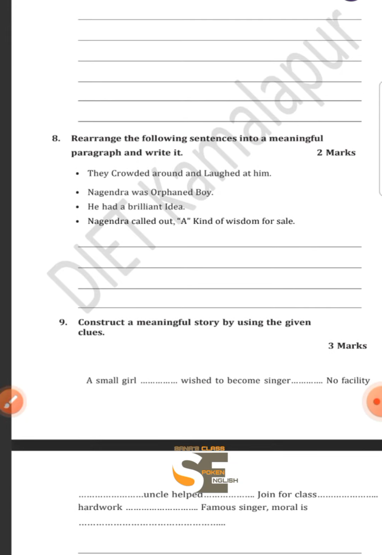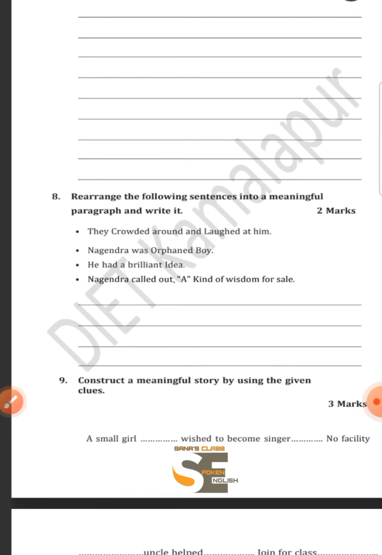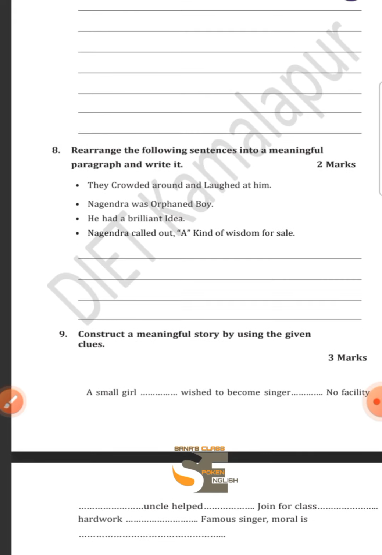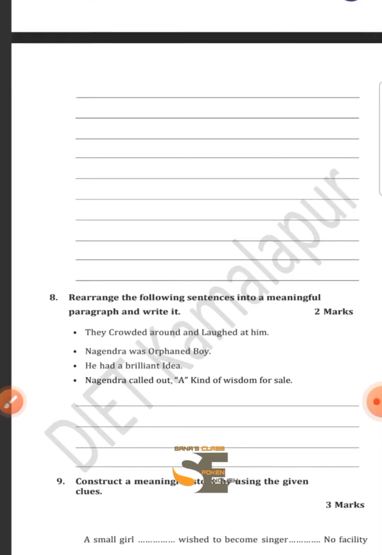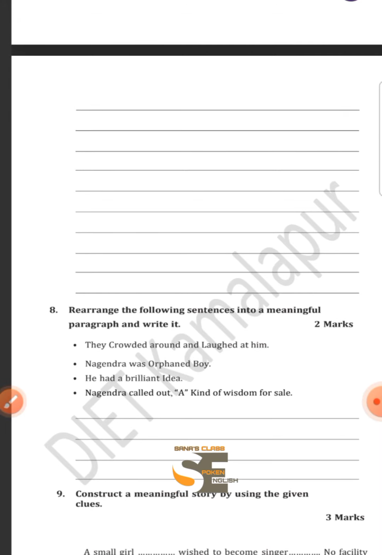Now, let us go for question number 25. Rearrange the following sentences into a meaningful paragraph and write it. Here they have given the events of the story in the wrong order. What you have to do is rearrange them in order, the correct order, which comes first, second, third, and fourth. Let me read the unordered story there. They crowded around and laughed at him.